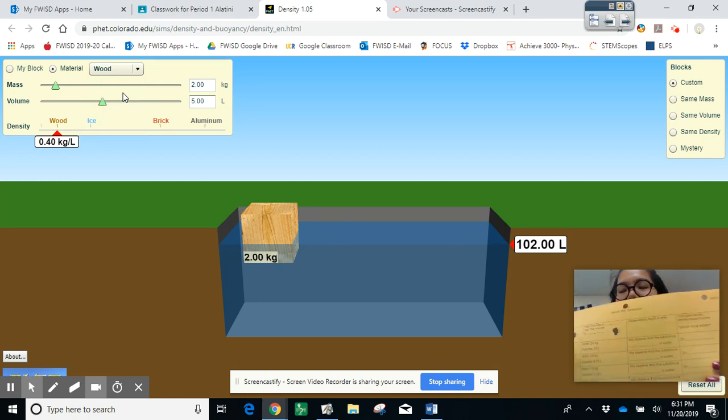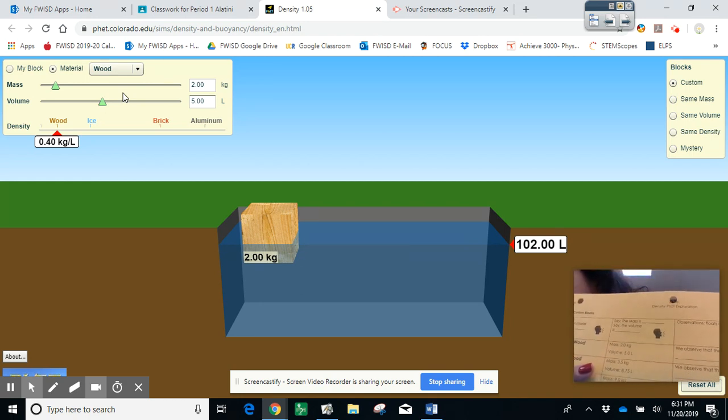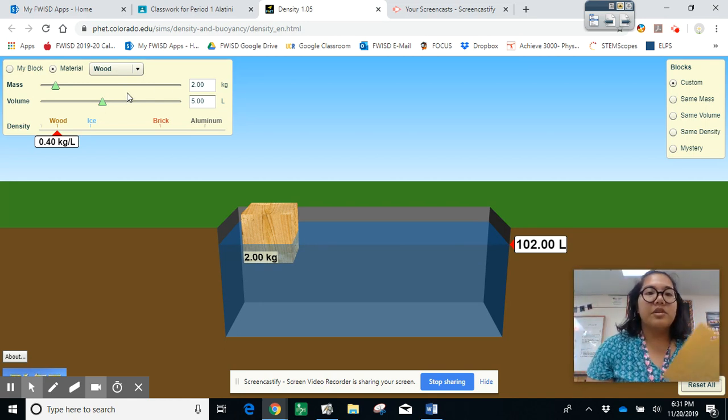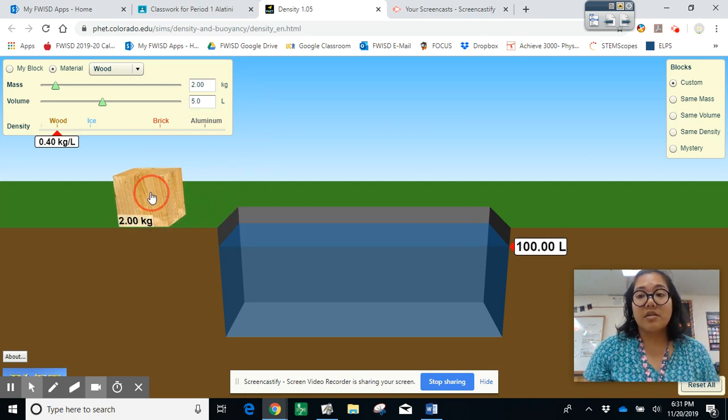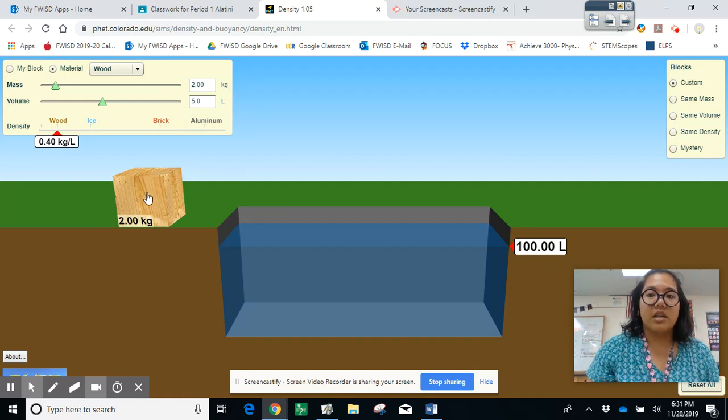Next, it says that you have your mass. It says that you have your mass of 2.0 and your volume is 5.0 liters. So I'm going to go up here and I'm going to change it. 2.0 kilograms, 5.0 liters. I'm going to type in 2.00, volume 5.0, press enter, and it's going to give me my block. First, though, I need to take my block out of the water.